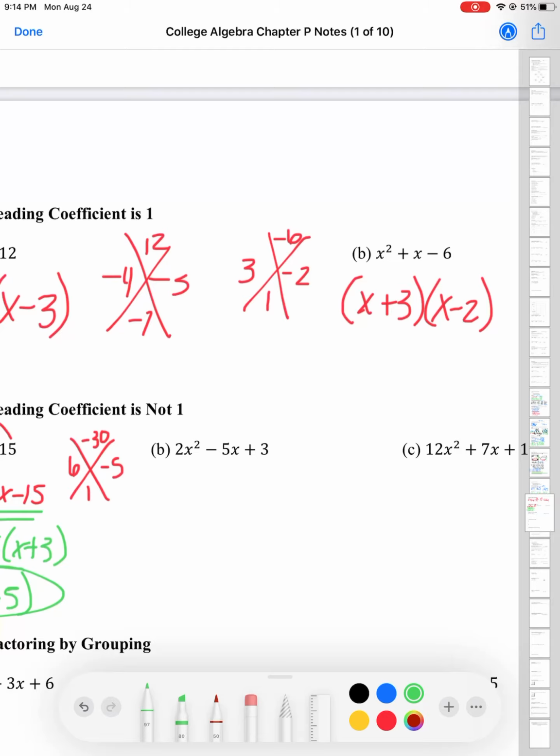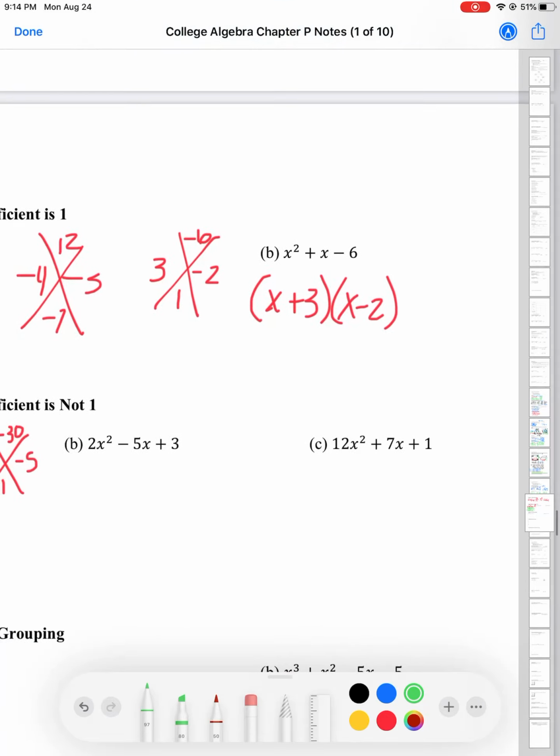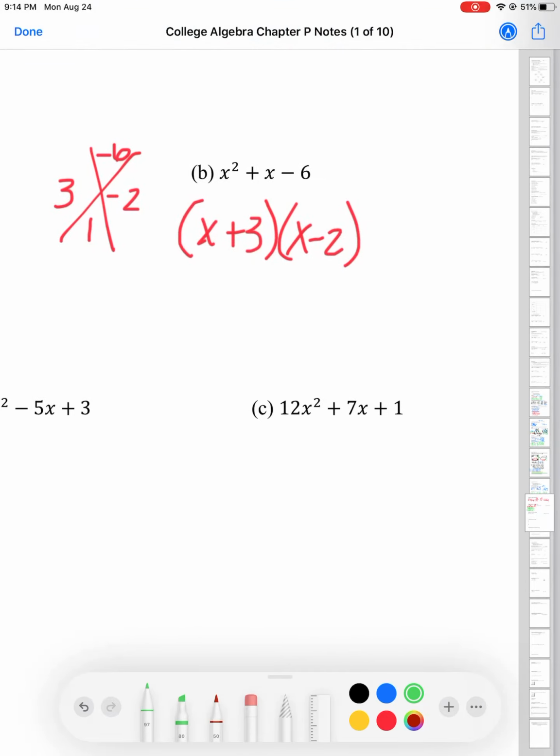I'm going to do C, and then I'll let you guys try B on your own. So for C, I do rainbow. So I need 2 factors of 12 that add to 7. And I'm going to use 4 and 3. So I'm going to rewrite 7x using 4x and 3x.